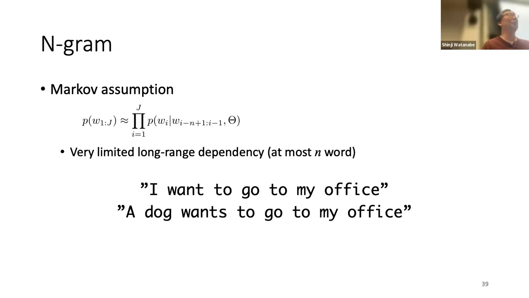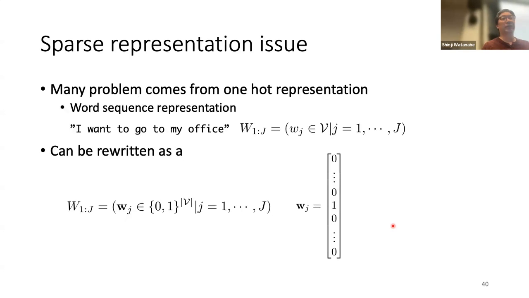The n-gram only considers a very limited context. As I mentioned, in terms of the n-gram language model, we couldn't tell that the second sentence is nonsense because we only get a local probability. But if we consider the entire context, then we can understand that the second sentence is nonsense, right? So this is an n-gram issue. N-gram cannot handle long range dependency.